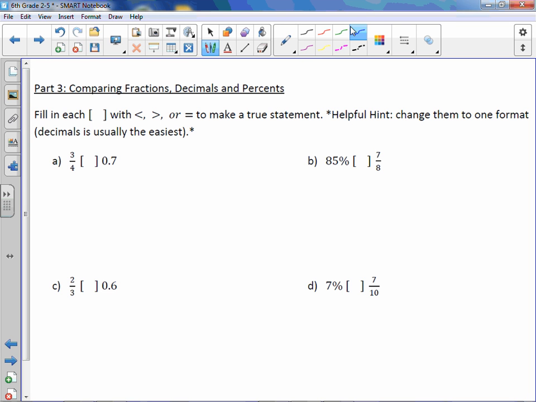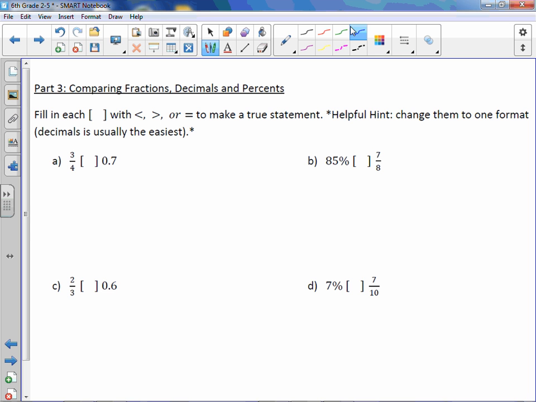Fractions, as you saw before on the front of this worksheet, take a lot of time, especially when you have 4 fractions. So what's easiest, I feel, is to change them all to decimals. So we're going to do just that. Well, in letter A, 0.7 is already a decimal. Half my work is done. Now we need to find the decimal for 3/4.